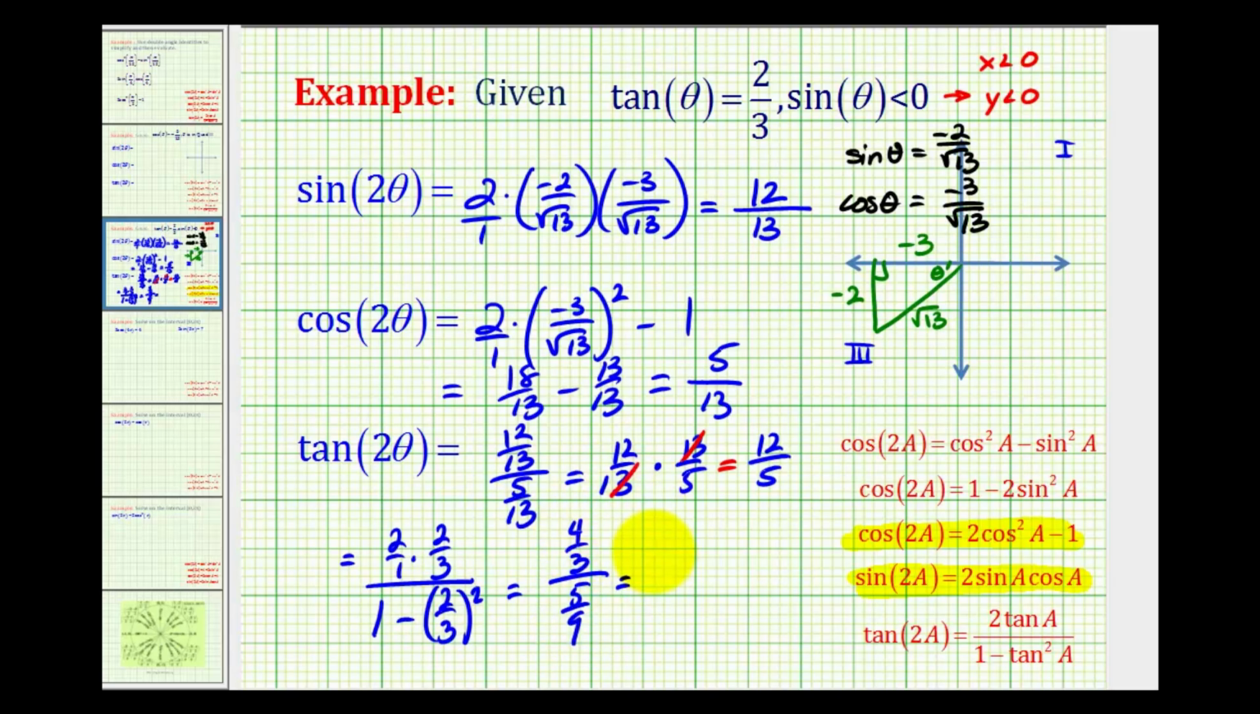Writing this as a multiplication problem, we'll have 4/3 times 9/5. This simplifies, and of course the result is the same. This is 12/5 for tangent 2 theta. So regardless of which method we use, the result is the same.